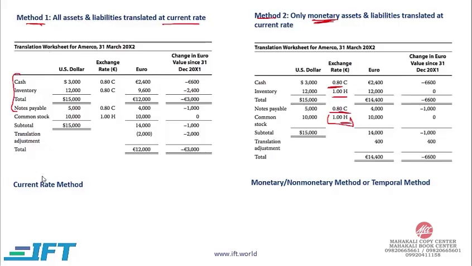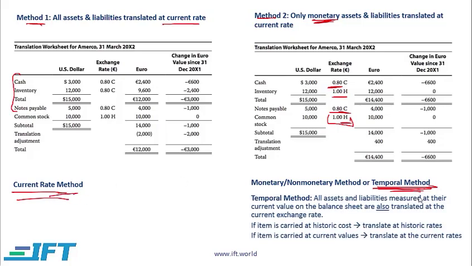Method 1 is called the current rate method. So all assets and liabilities are translated at the current rate. Method 2 is called the monetary non-monetary method or the temporal method. And the term used in the curriculum, in the learning objectives, and then later in the practice problems is temporal method. So effectively, the two translation methods are the current rate method and the temporal method.